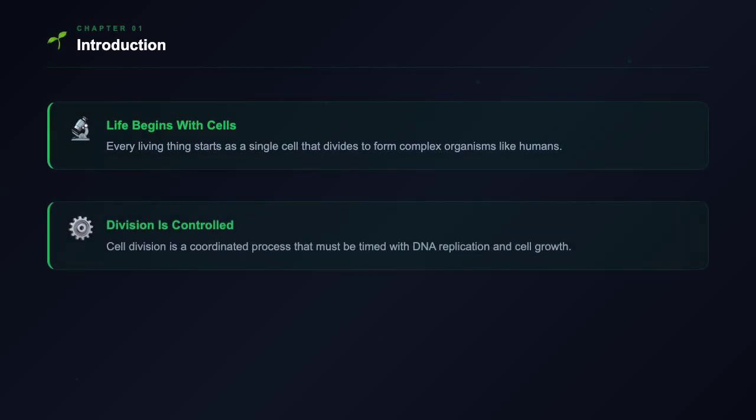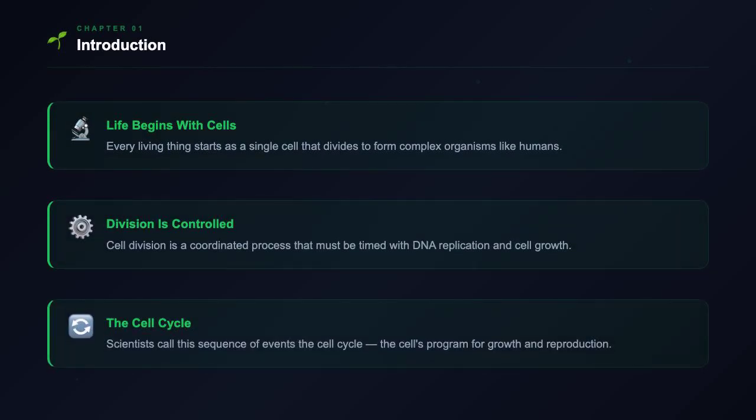Every living thing starts as one cell. This cell can divide, forming complex organisms like humans. Cell division is a controlled process where one cell splits into two. These cells grow, divide, and form groups, becoming tissues, organs, and living organisms.